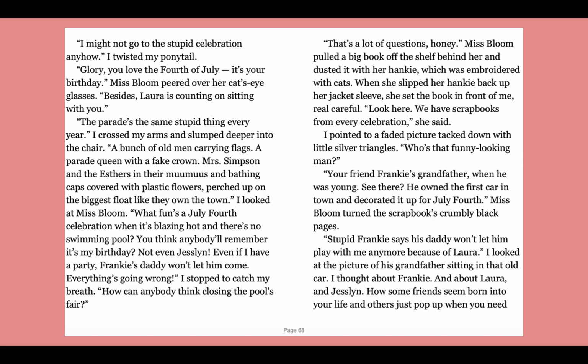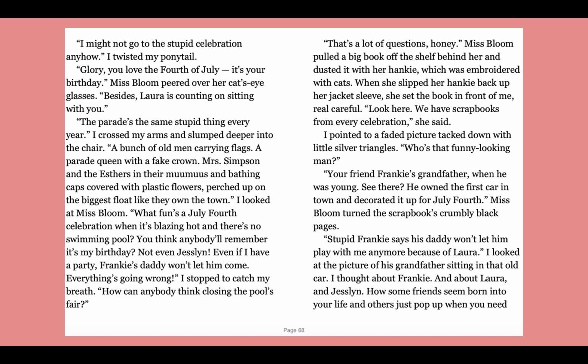I crossed my arms and slumped deeper into the chair. A bunch of old men carrying flags. A parade queen with a fake crown. Mrs. Simpson and the Esters in their mu-mus and bathing caps covered with plastic flowers, perched up on the biggest float like they own the town.